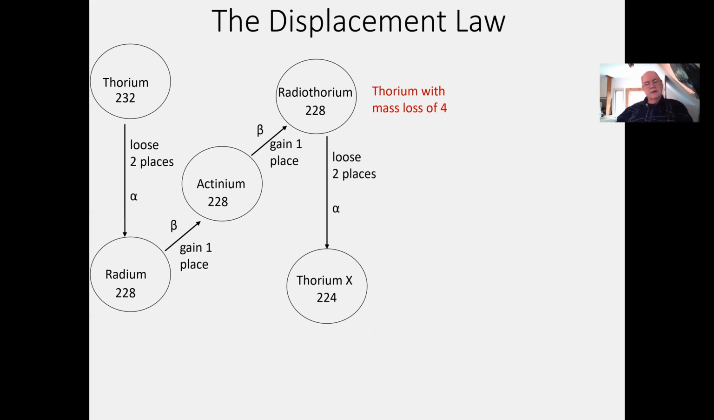So he looks at this thing. It goes from thorium to radium to actinium to radiothorium. He has alpha, beta, beta. And alpha, beta, beta brings you back to thorium.